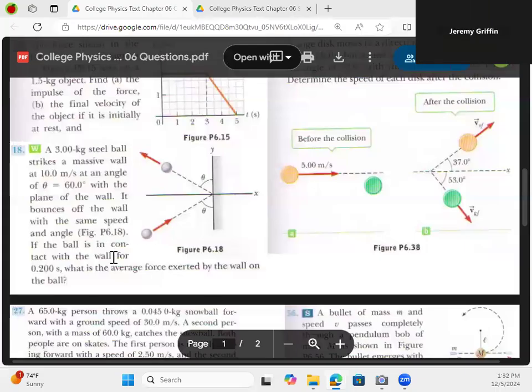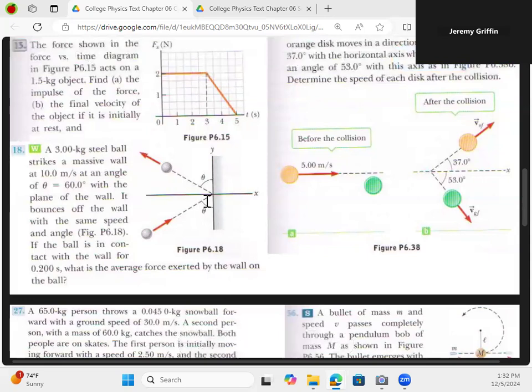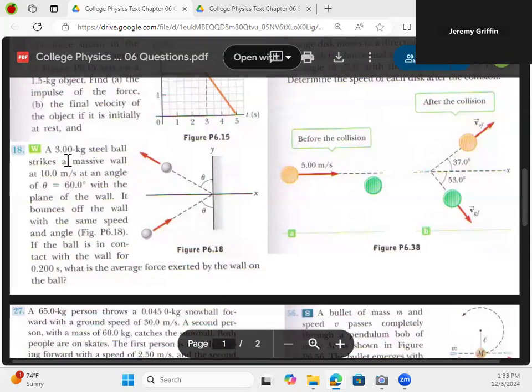So when I was walking around earlier today, helping you guys out, a lot of you were asking me about question number 18. What's the force of the wall acting on the ball, causing it to bounce off the wall? Okay, so force could be mass times change in velocity over change in time. Well, here's the mass, here's the time interval against the wall, so a tiny fraction of a second, right? But what about the change in velocity?